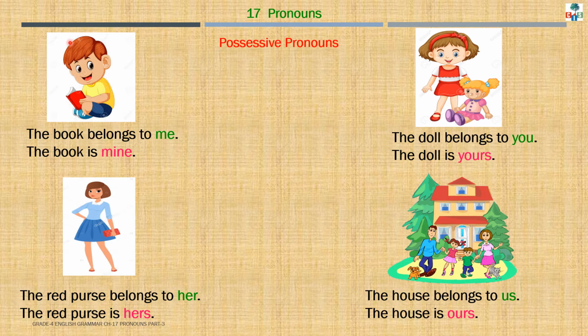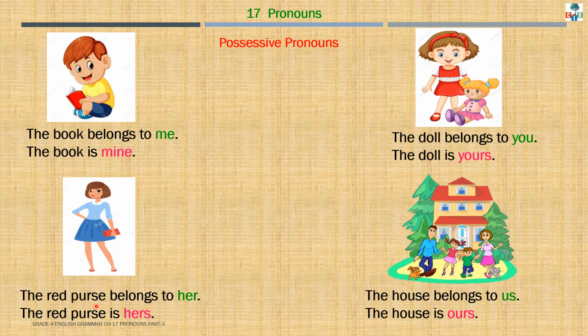Okay, children, see page number 58, possessive pronouns. Now look at these examples. The book belongs to me. The book is mine. Now children, in this sentence, the noun is book and the book belongs to me. It means the book is mine. The doll belongs to you. Now, in this sentence, the noun is doll. And who is the owner of this doll? The doll belongs to you, means the doll is yours.